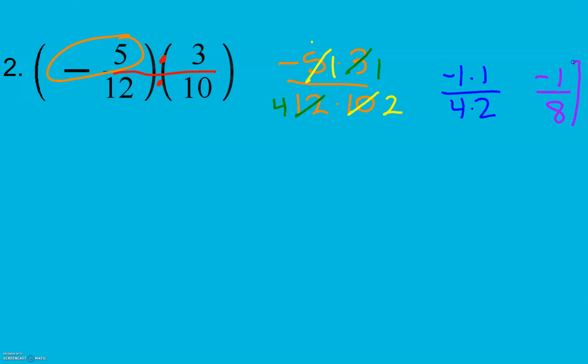Double check to make sure we didn't forget to reduce anything. But here that is in simplest form, which again is a little bit simpler to reduce than if we would have done the negative 5 times 3 over the 12 times 10. We can reduce negative 15 over 120, but it's a lot easier to do when they're smaller pieces to start with.